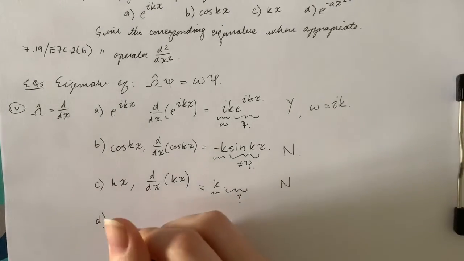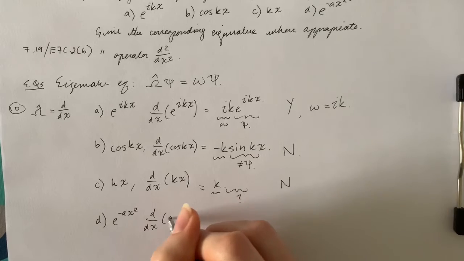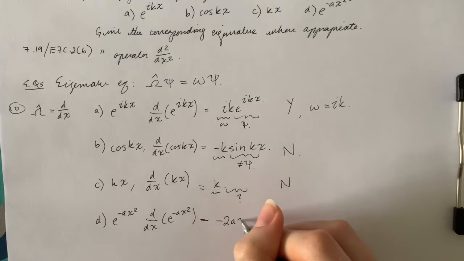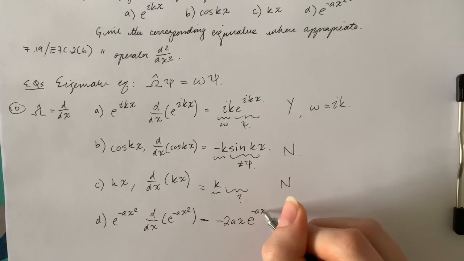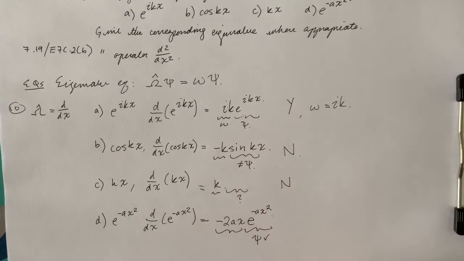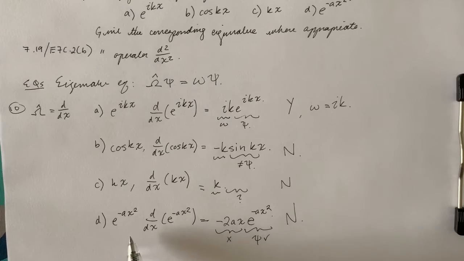And finally, we have e to the minus ax squared, where we get minus 2ax e to the minus ax squared. While here we do get the same psi back, we don't actually get a constant back. Here, minus 2a is a constant, but this x is a variable, which means that this can change. So even though we get the same function back, what's in front of it isn't a constant. So this function is not an eigenfunction of the first derivative operator.